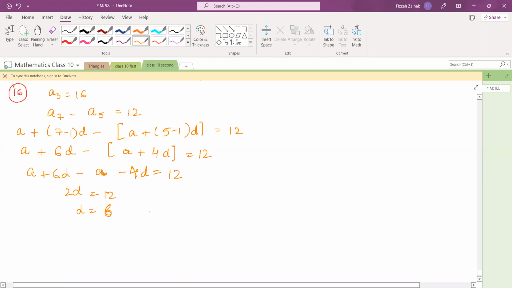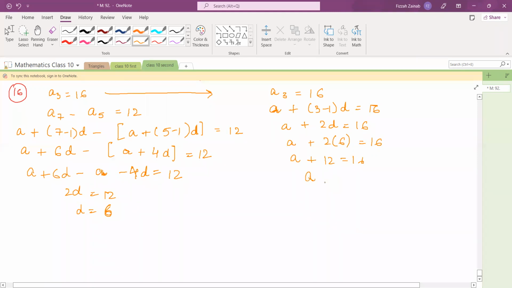Okay, you have to find the AP. So that means small a, you also need to know the first term. So now let's make use of what is given. A3 is equal to 16, it is given. That means a plus 3 minus 1 into d is 16, right? Now I've already found my d. So a plus 2d is equal to 16. That means a plus 2 into 6 is equal to 16. a plus 12 is equal to 16, and a is 16 minus 12. That is, a is 4. So I've got a and I've got d.